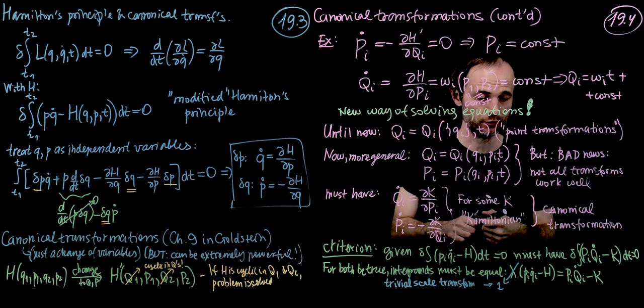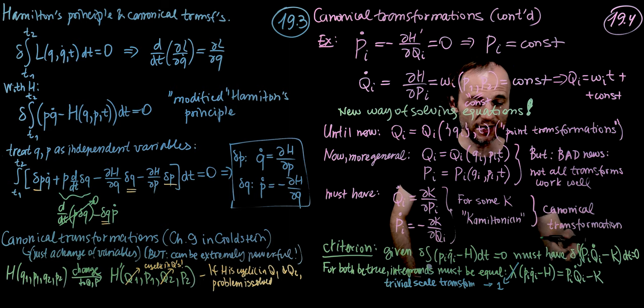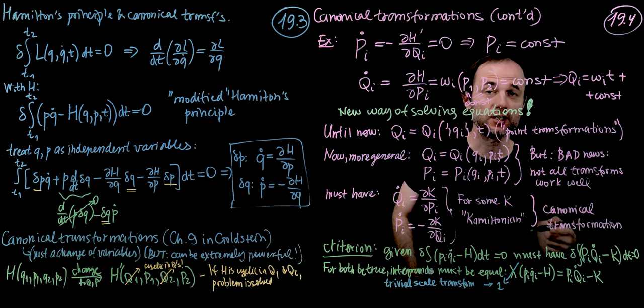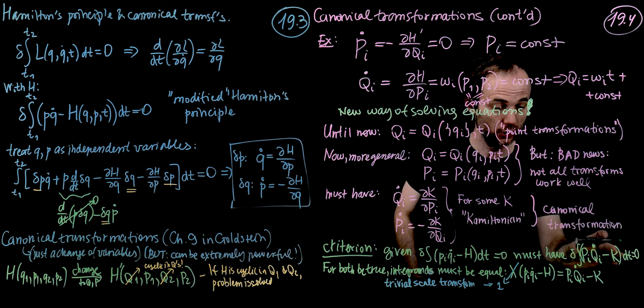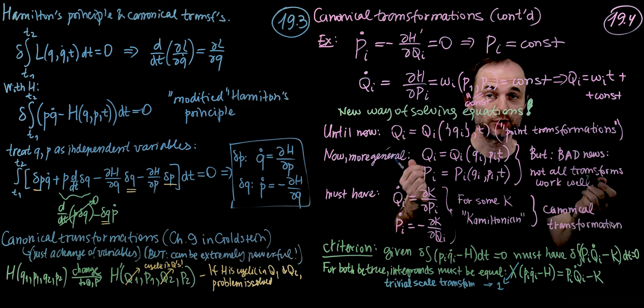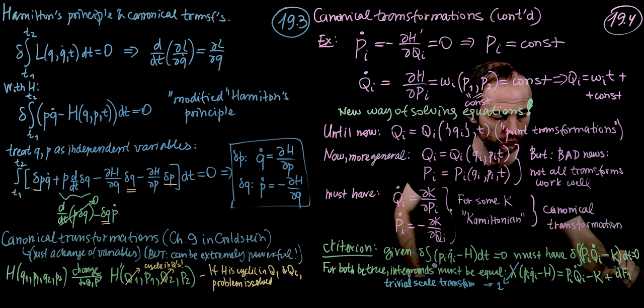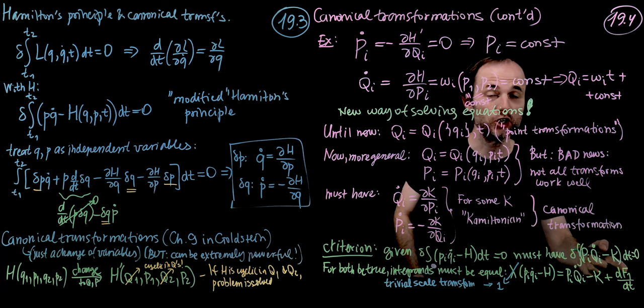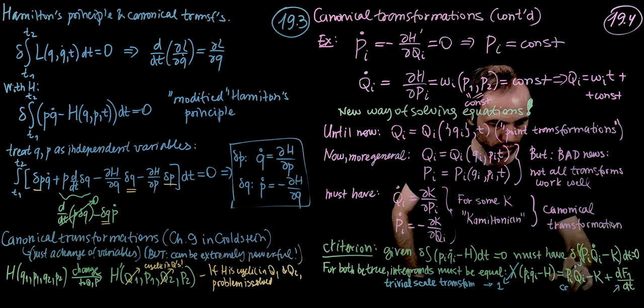But there is another degree of freedom, and that is we can add any function that is a full time derivative. Because in both cases, if we integrate it up, we're going to get the difference of this function at the ends, which will be the same because variation doesn't touch the ends. And we're going to call this function f1.